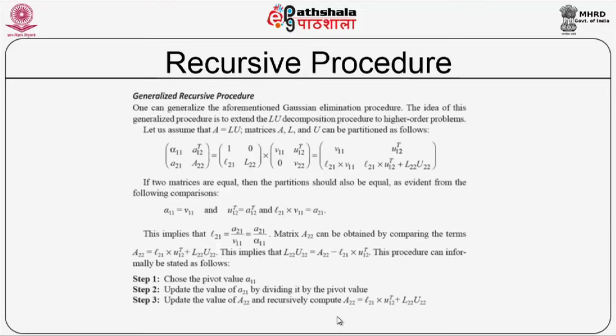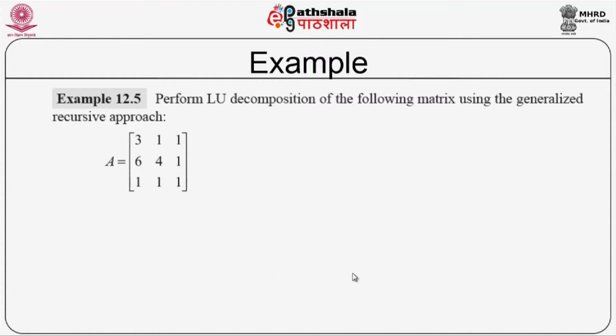So, you can see that we use the pivotal value A11, and by keeping this pivotal value A11, we are going to update A21 by dividing that by the pivot value, and once we have that, the value of A22 is going to be recursively computed using this particular procedure. So, you can see that this is recursively applied to the given matrix to get the result.